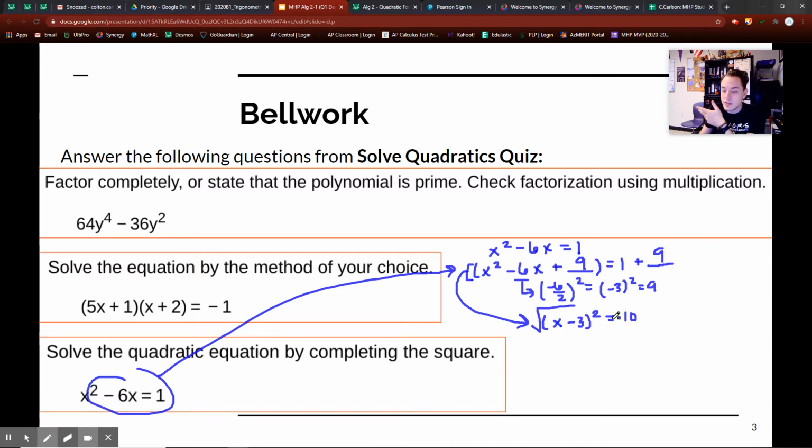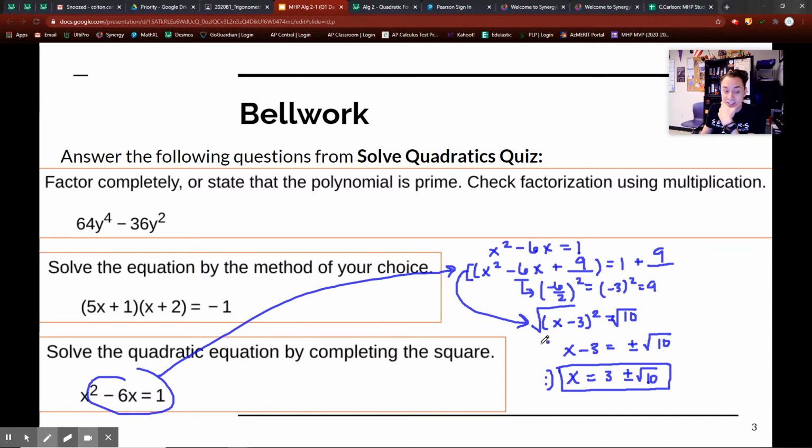I just square root both sides, so this equals x minus 3, and then this is plus or minus square root 10. I can't simplify that 10 anymore because it's just 5 and 2, and there's no perfect squares I can simplify with 5 and 2, they're prime numbers. And then I just add the 3 over, so I add the 3 over plus or minus radical 10. This is my final answer. Perfect. Done. Okay? So it is that simple.